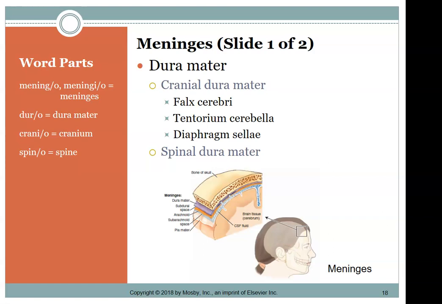In the cranial dura mater, the falx cerebri is the sickle-shaped fold between the hemispheres. The tentorium cerebelli is an extension of the dura mater that separates the cerebellum from the lower part of the occipital lobes. The diaphragma sellae is a small dural fold that covers the sella turcica with a small opening for the infundibulum of the pituitary. And then in your word parts, meningeo or meningio is meninges, duro is dura mater, cranio is cranium, and spino equals spine.